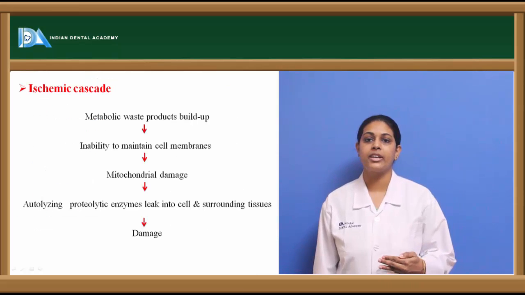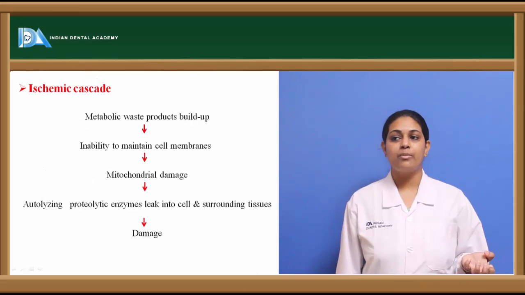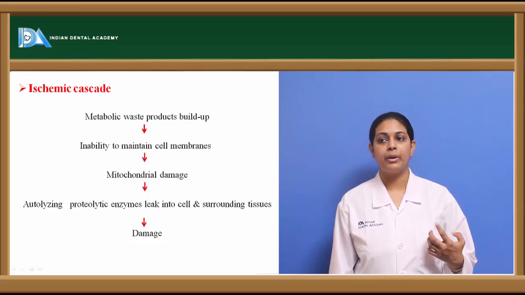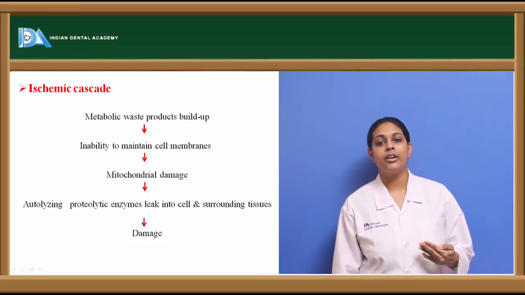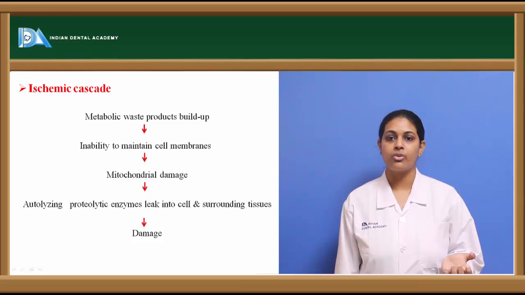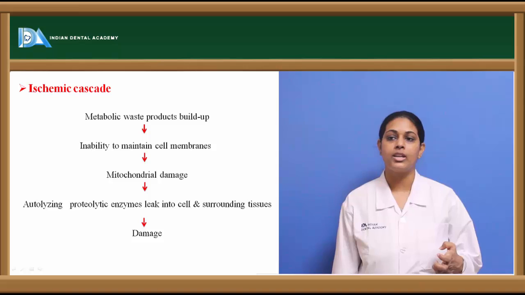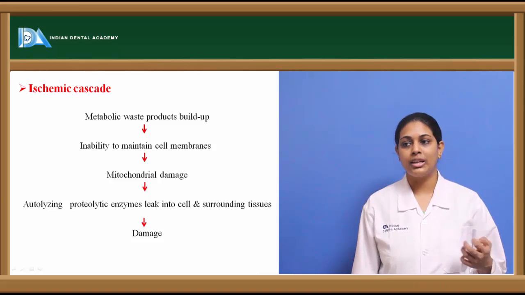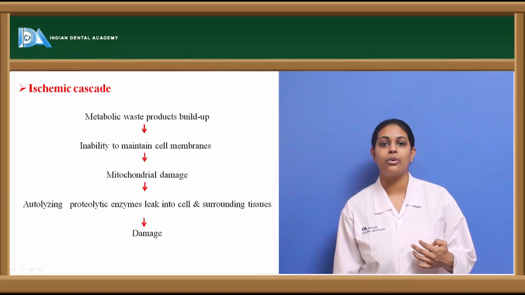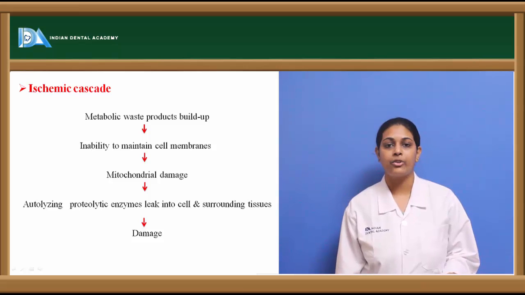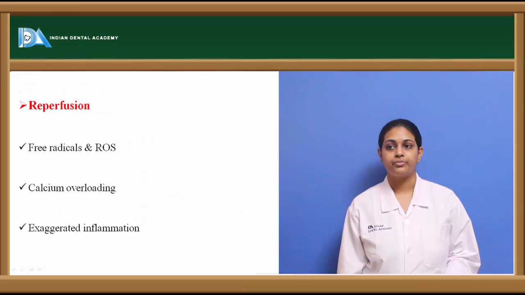Coming to the ischemic cascade, usually when metabolic waste products build up, this might result in an inability to maintain the cell membrane, because of which there will be mitochondrial damage. This is followed by autolyzing proteolytic enzymes which leak into the cells as well as into the surrounding cells, and there is damage to that particular organ, and this is what we see in the ischemic cascade.